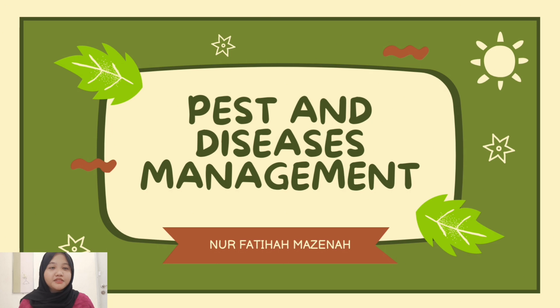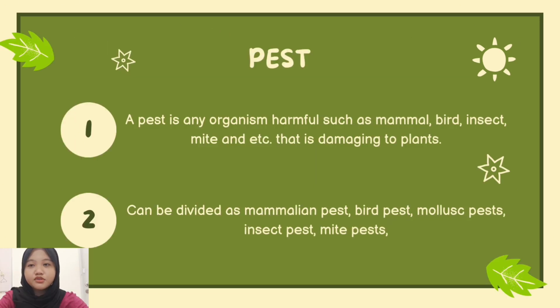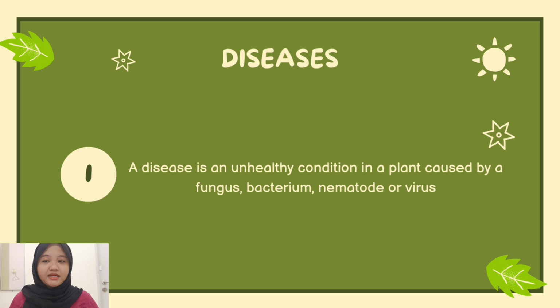Today I'm going to present about pest and diseases management. So what is pest? Pest is any harmful organism such as mammals, birds, insects, and mites that is damaging to plants. Pests can be divided into mammalian pests, bird pests, mollusk pests, insect pests, and mite pests. A disease is an unhealthy condition in a plant caused by a fungus, bacterium, nematode, or virus.